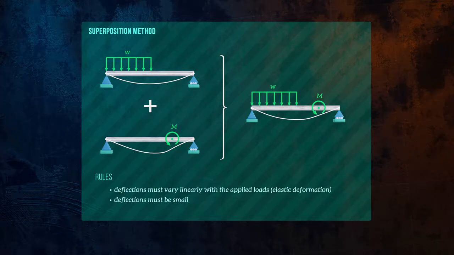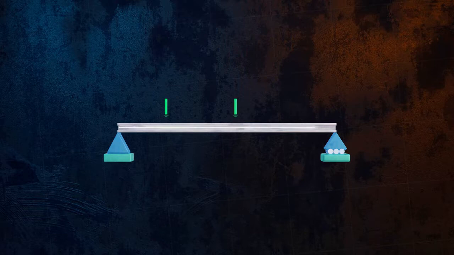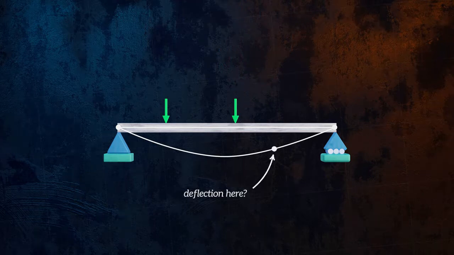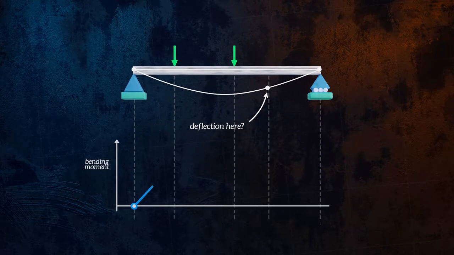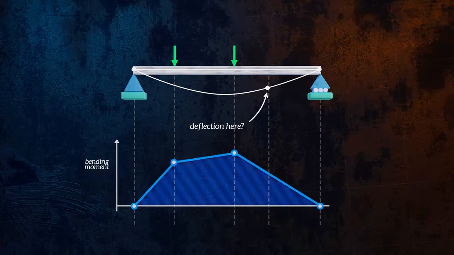Sometimes when analyzing a beam, we might only be interested in calculating the angle of rotation or the displacement at a single location, instead of along the entire length of the beam. There's another method we can use for cases like this, which is called the moment area method, because it's based on the area under the bending moment diagram.